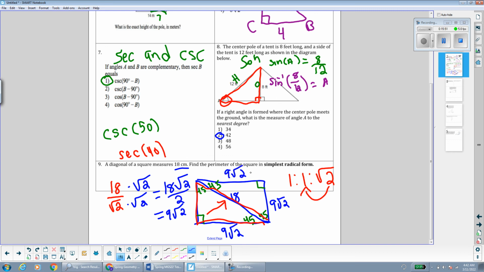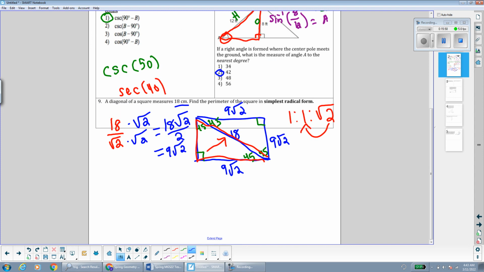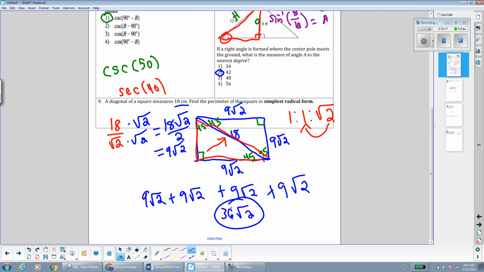Since squares have 4 equal sides, the perimeter means adding up all of the side lengths. So if I add up 9 radical 2 plus 9 radical 2 plus 9 radical 2 plus 9 radical 2, they're like terms because they all have radical 2, so we can add the coefficients. 9, 18, 27, 36. I get 36 radical 2 as my perimeter, and I could put centimeters. That's what the units are here.